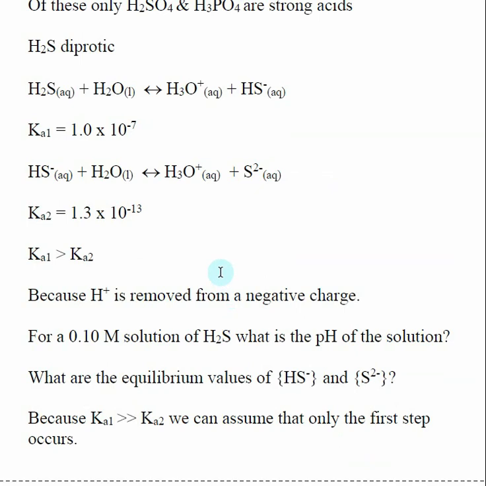So one of the things I want to point out when we have polyprotic acids, typically Ka1 is much larger than Ka2, and this is for a good reason. In the second acidic equilibrium, we are actually removing a hydrogen, H+, away from something that's negatively charged, HS-. So that makes it much more difficult to do. So typically when you have two acid equilibria, the Ka1 is much larger than the Ka2.